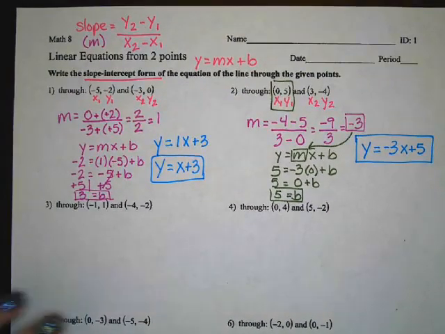So continue working through the rest of the problems. Find the slope first, then find your b value using one of your points and the slope, and then you're going to write your equation.